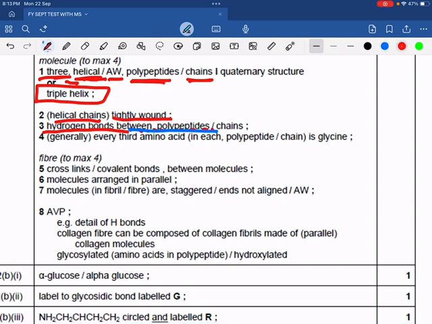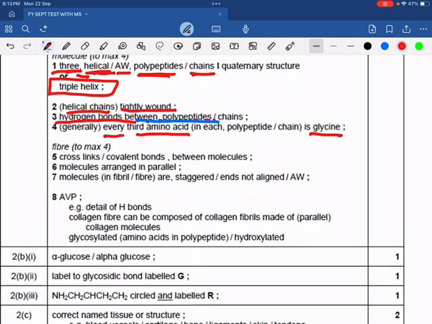Then the third point, every third amino acid is glycine. Many of you have written that it has the amino acid glycine, so I haven't given you a mark because you had to write down every third amino acid is glycine, right? Now, collagen fiber. A collagen fiber is actually what? If you have many cross links or covalent bonds, either you write down cross links or you write down covalent bonds in between molecules, that's a fiber. Many of you have written this much, but you did not write that they are found in between molecules, so you didn't get a mark.